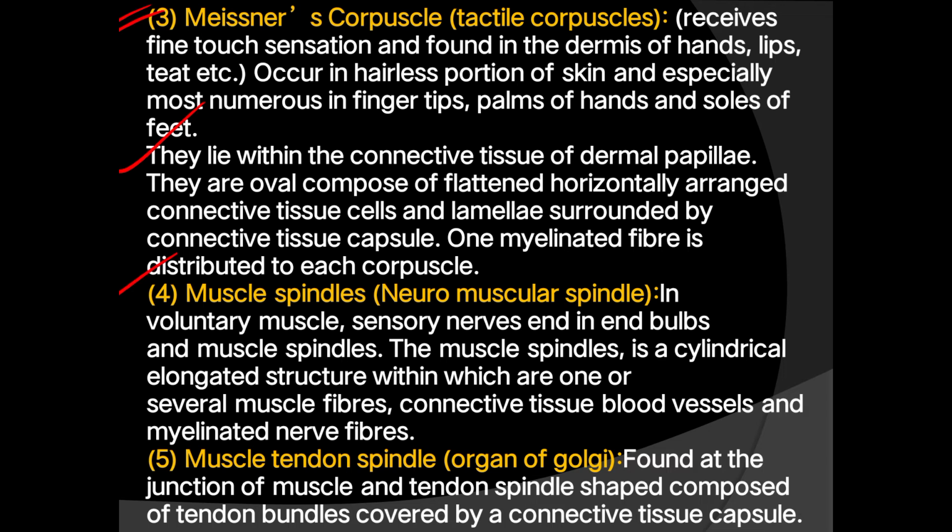Next, the muscle spindle, which is a neuromuscular spindle. In voluntary muscle, sensory nerve endings, end bulbs, and muscle spindles are found. The muscle spindle is a cylindrical, elongated structure within which there are one or several muscle fibers, connective tissue, blood vessels, and myelinated nerve fibers. Then the muscle tendon spindle, also called the organ of Golgi, is found at the junction of the muscle and tendon. It is spindle shaped, composed of a tendon bundle covered by a connective tissue capsule.